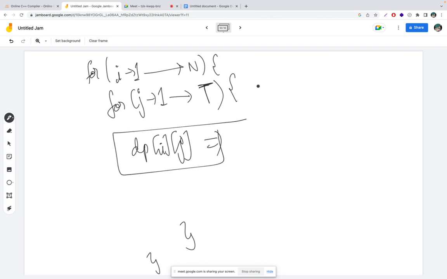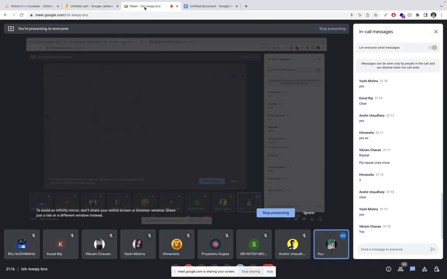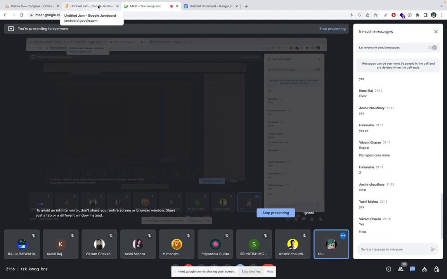So what will be the time complexity, guys? It is two for loops. Don't say, Raj, I want other people to say. We have two nested for loops. Can you guys tell me the time complexity in the chat? Yeah, guys, I want the time complexity from you.